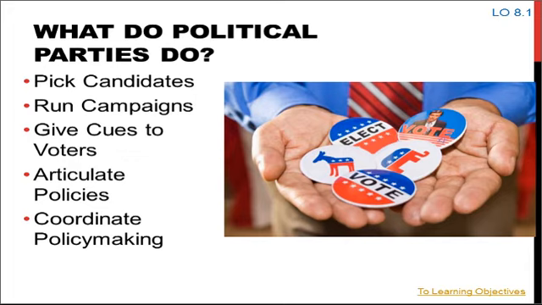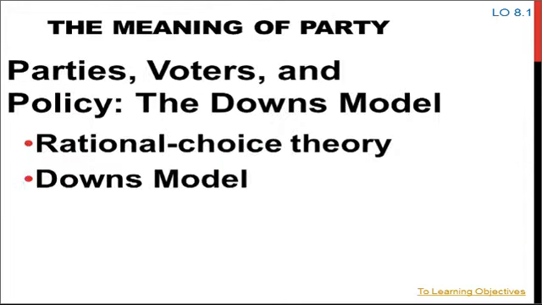Lastly, parties coordinate policymaking, which provides support for policymakers in Congress, because each office holder is also a member of a party. The American political system is a two-party system. When compared to other democracies, we have fewer parties than others.